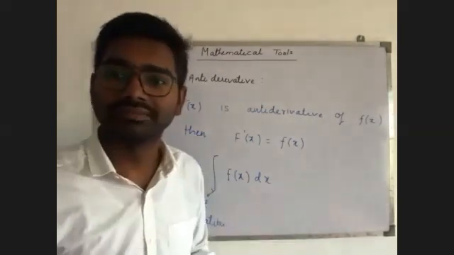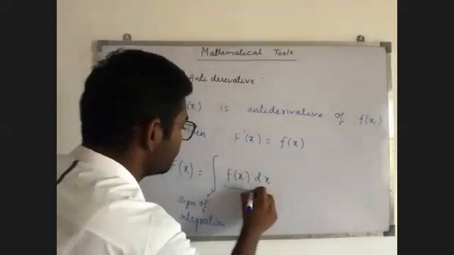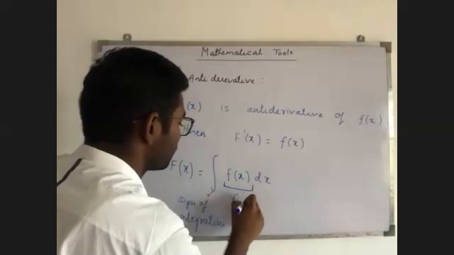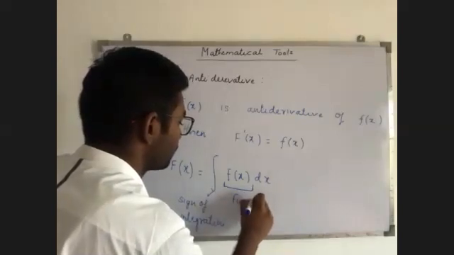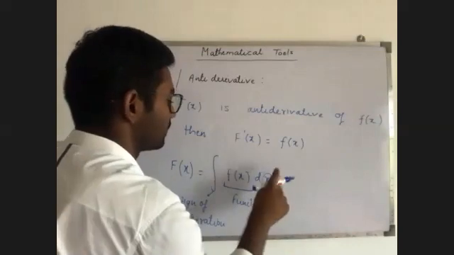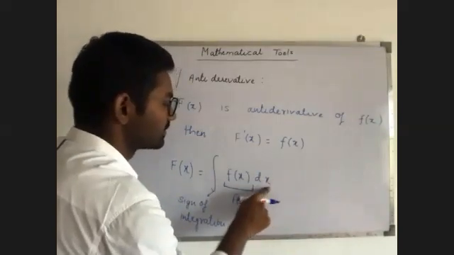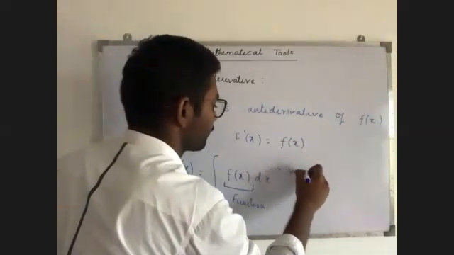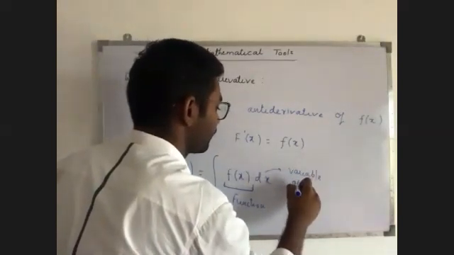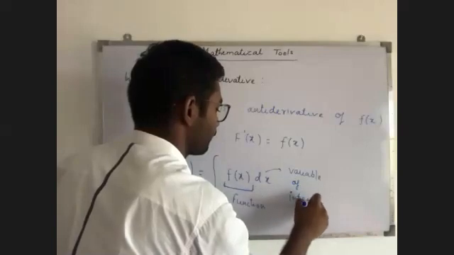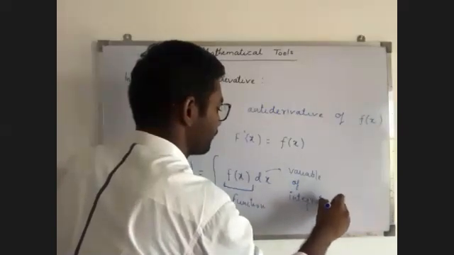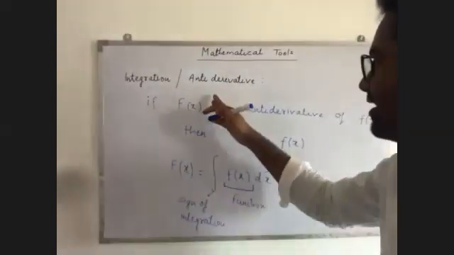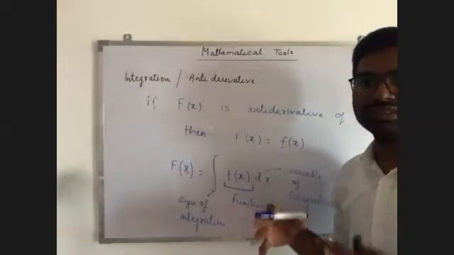Is it clear, guys? So this is the function which we want to integrate, and this is the variable of integration. Is the notation clear? Everyone just note it down. This is the definition. It is simply the opposite.